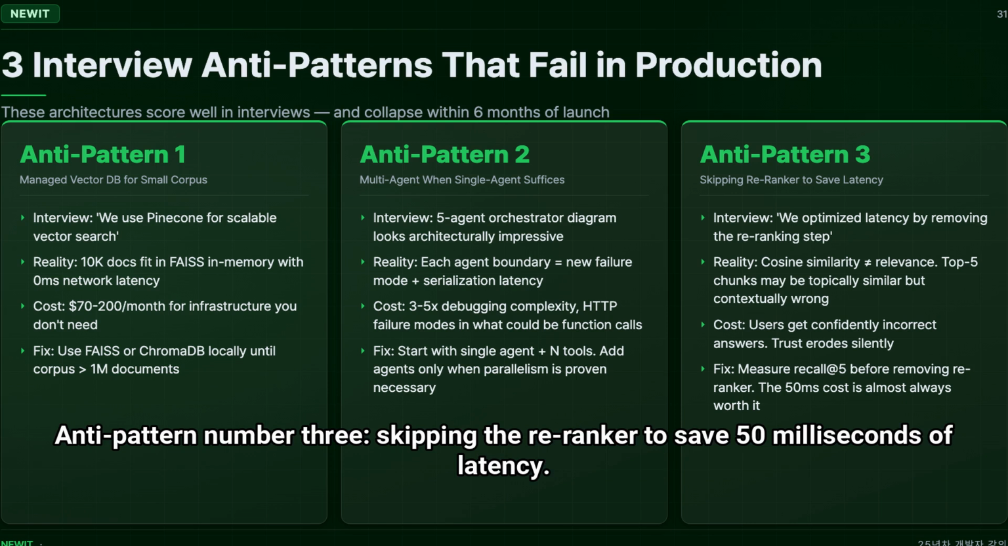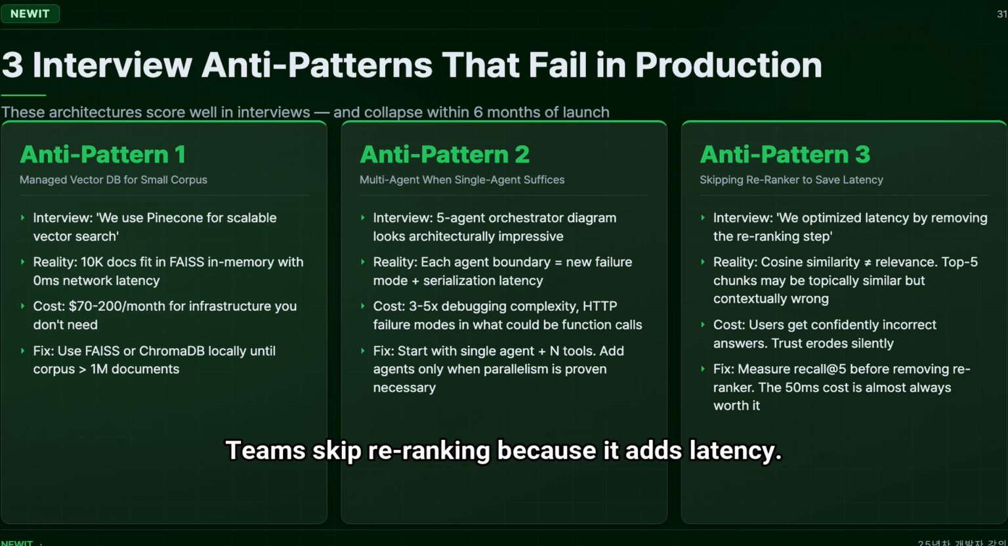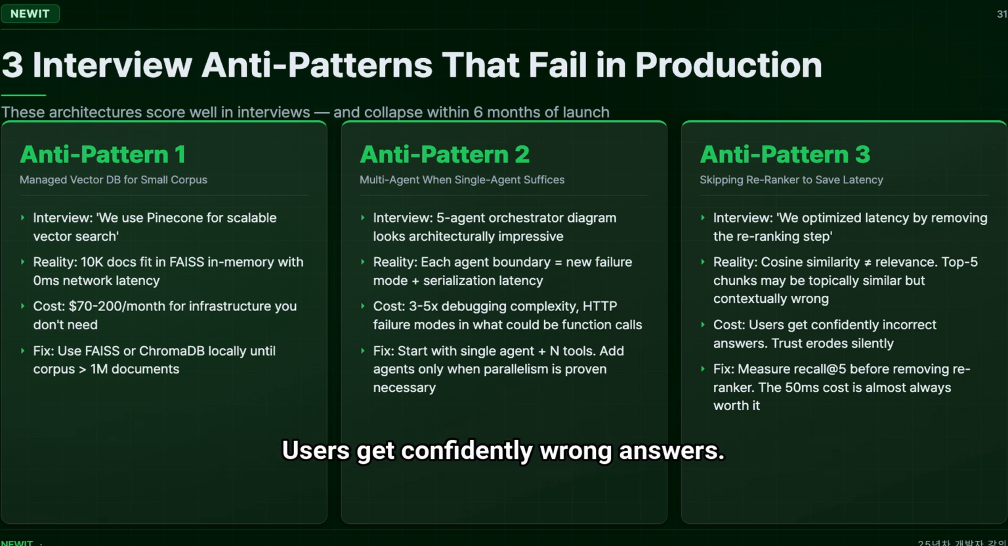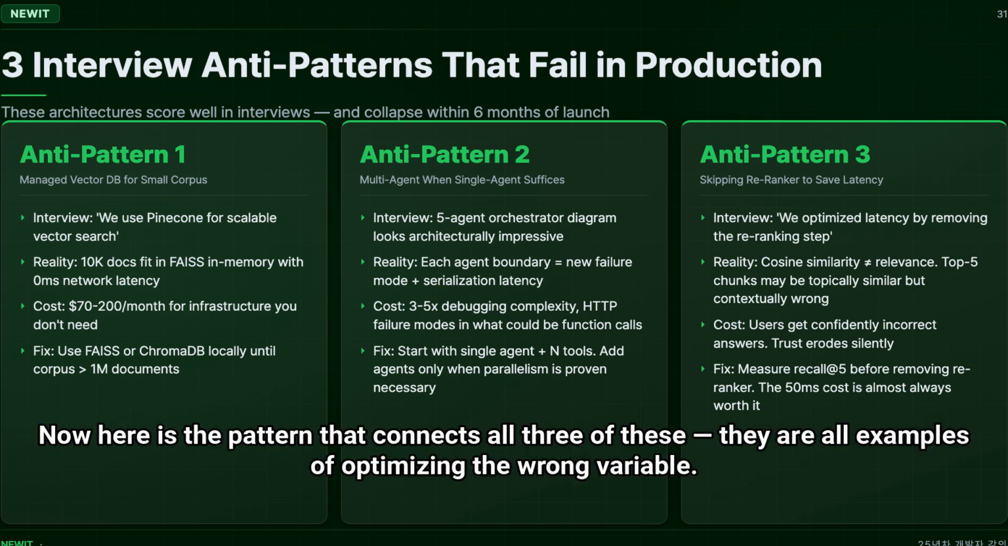Anti-pattern number 3. Skipping the re-ranker to save 50 milliseconds of latency. Teams skip re-ranking because it adds latency. But without re-ranking, your RAG system retrieves the top 5 chunks by cosine similarity, which is a proxy metric, not a relevance metric. Users get confidently wrong answers. The 50 milliseconds you saved costs you user trust.